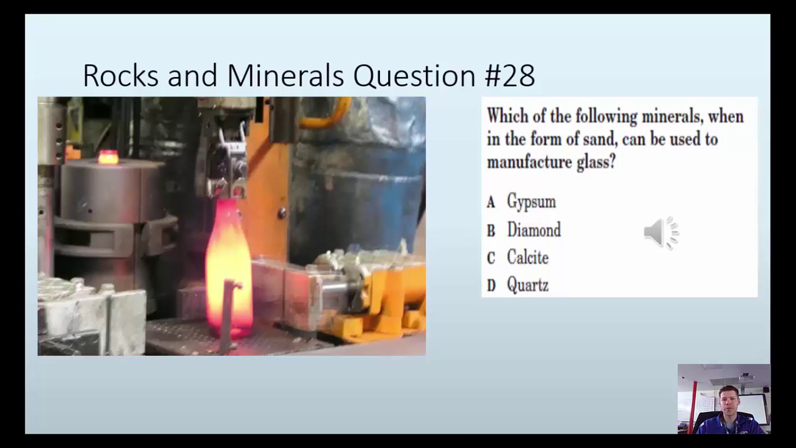Which of the following minerals, when in the form of sand, can be used to manufacture glass? Well, this is just a memory question. What's used to make glass? Is it gypsum? Is it diamonds? It'd be very expensive glass. Calcite or quartz? Well, the process of manufacturing glass is melting down quartz and then cooling it very, very quickly. So our answer here is D, quartz.